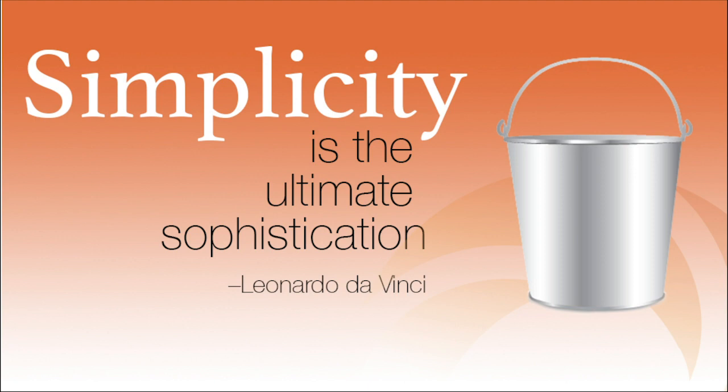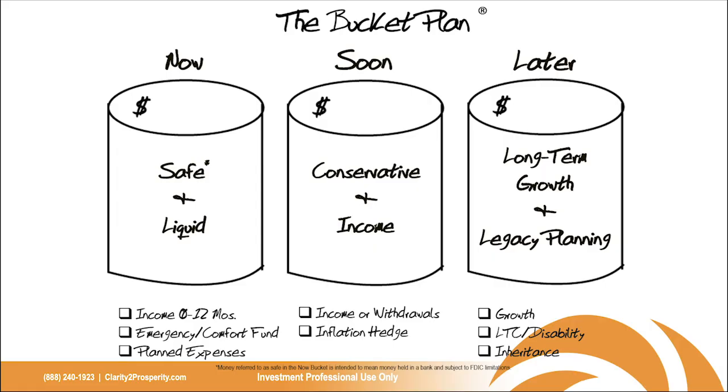So how do we mitigate sequence of returns risk? It's a simple three-bucket approach: now, soon, and later, right? The now bucket everybody has. That's the money in the bank. That's the cash equivalent, right? But really it's that amount of money that you're going to be able to put your head on the pillow and sleep soundly at night.